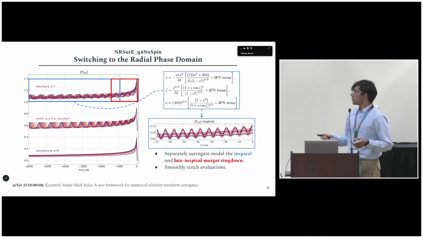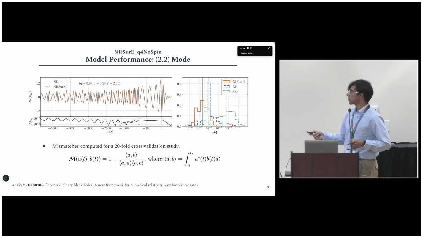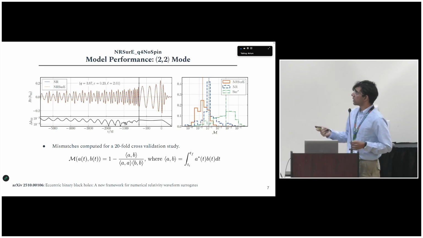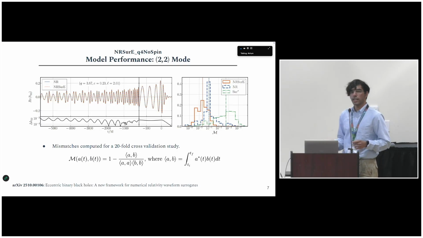So what we end up doing is we model a part of the inspiral in the radial phase domain, and we model the merger ringdown in the time domain, and then we choose an intelligent way to stitch these evaluations together to give us an evaluation of the data piece for the full time range. And once we do that for the 2-2 mode, we quantify our performance by doing a 20-fold cross-validation study.